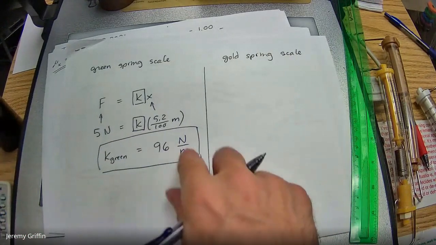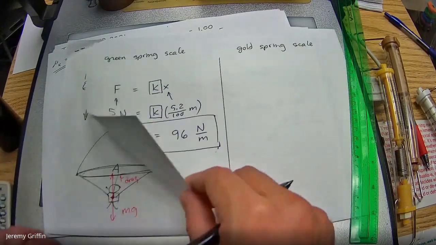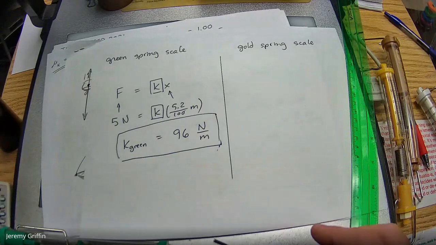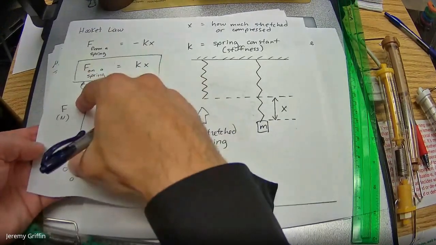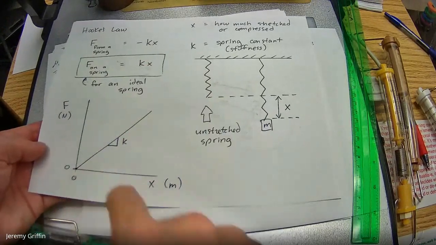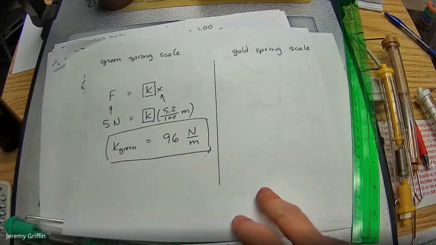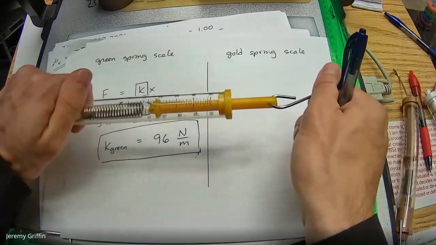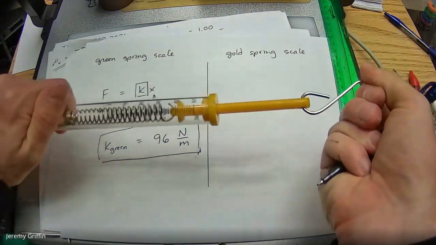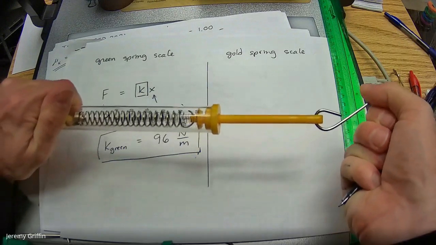Just like you know what those units are, newtons per meter, that's exactly consistent with the rise over run of this force versus distance graph, right? Newtons per meter. Is that rise over run? Right. How about the gold spring scale? Remember, this one has a really stiff spring. It's really hard to pull this. It goes up to 50 newtons. That's 50 newtons right there.